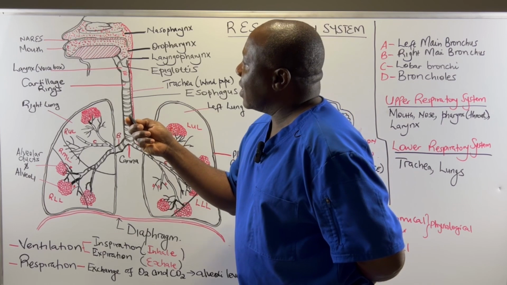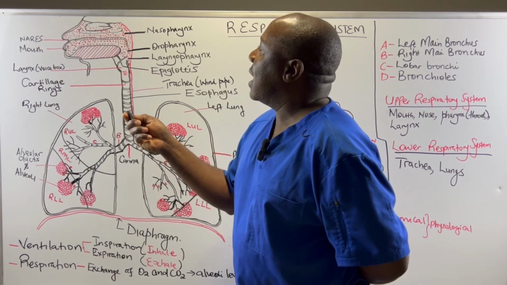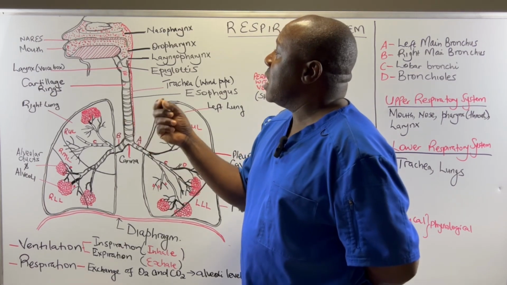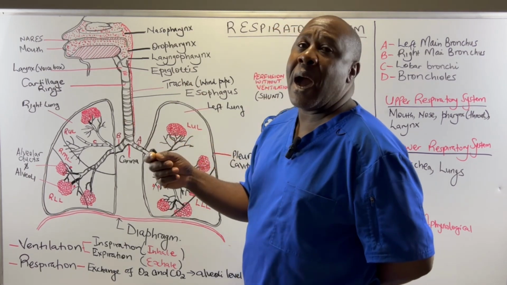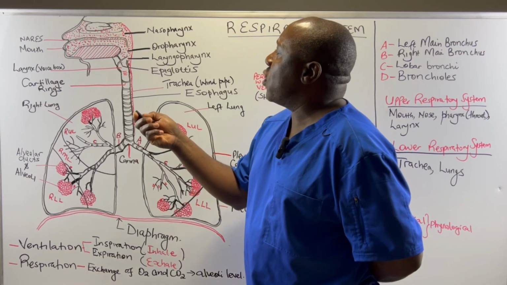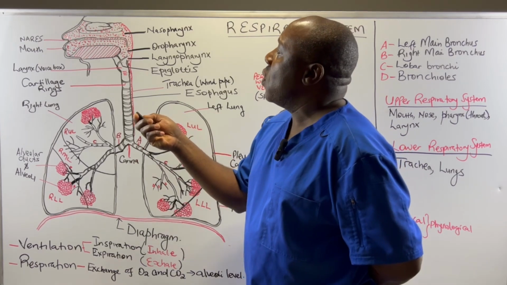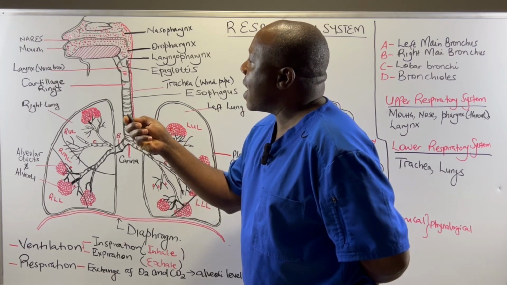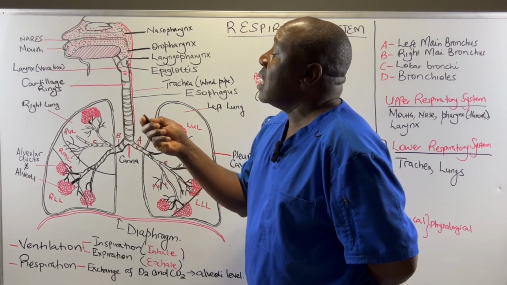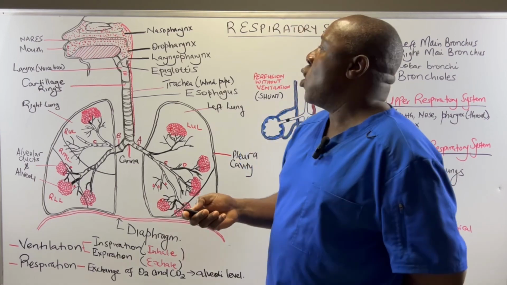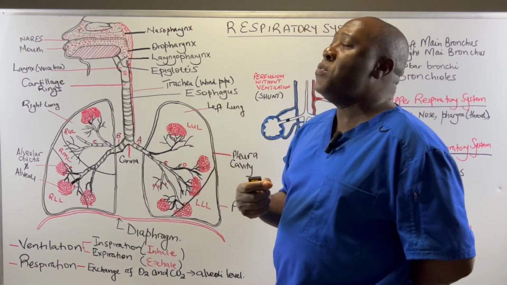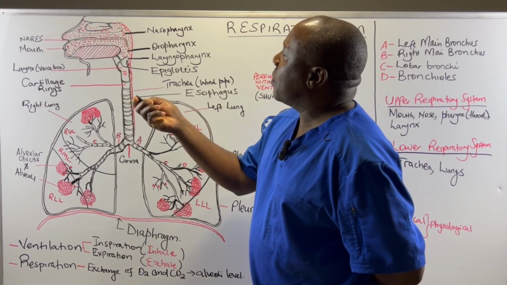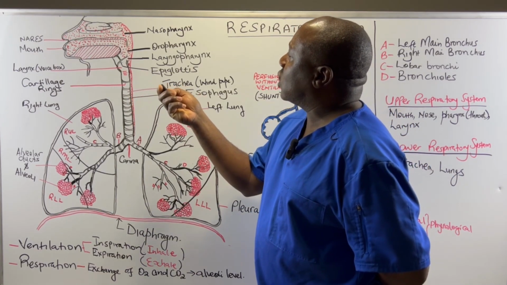Now, the nares or the noses are lined with hair. And the purpose of this hair is to filter out air and remove any foreign objects that may be found within that particular air. So the hair that lines our nares performs the major function of filtering any foreign objects from inhaled air. Now, once the air moves from the nares, it comes into the nasopharynx.